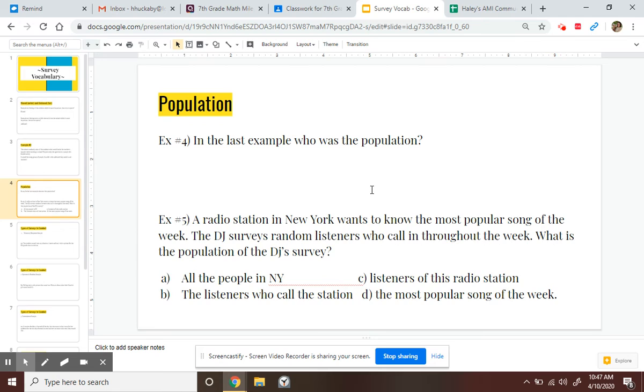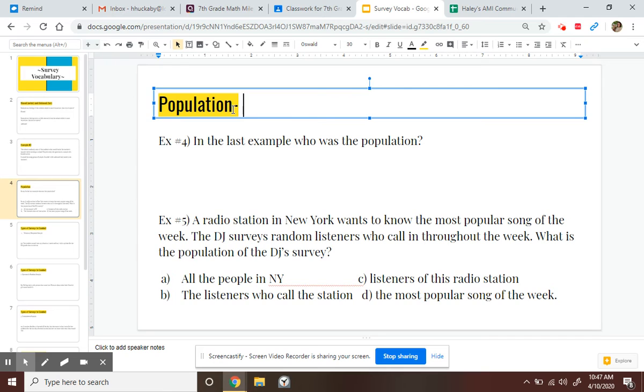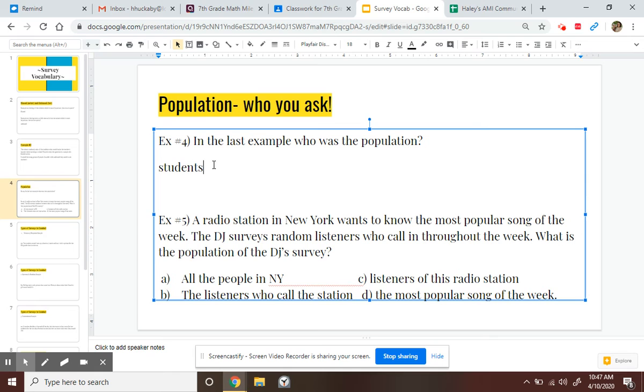All right, next vocabulary word is population. So in example 4, what's the last example? Who is the population? Let's back up here. It tells you who you ask. So it's just the people that you ask. In the last example, they ask the students. Who should have been the population? The teachers. All right, so let's see how you do on this one.